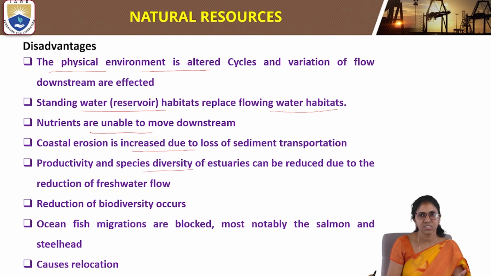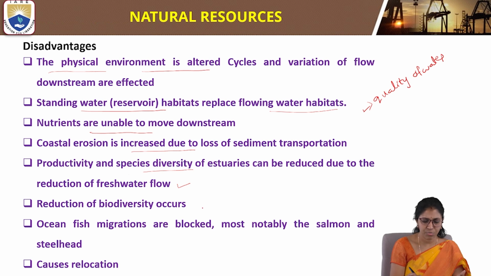Productivity and species diversity of estuaries can be reduced due to the reduction of freshwater flow. Because of the dam construction, the quality of water decreases. So that's why the productivity and species diversity of estuaries can be reduced due to the reduction of freshwater flow.